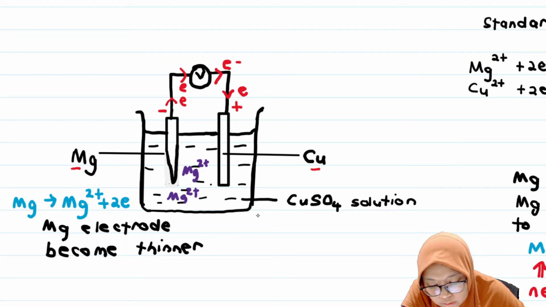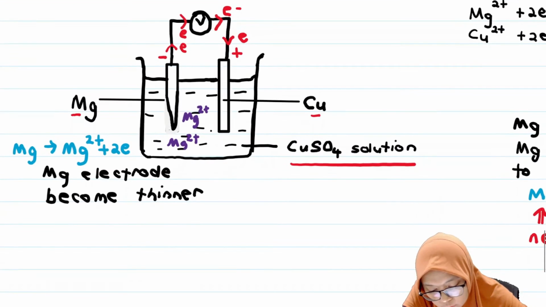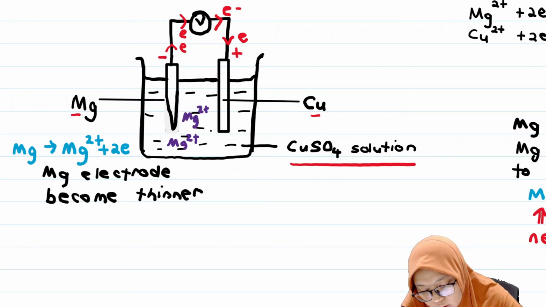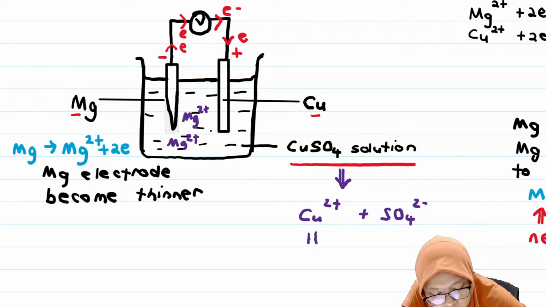So in order for us to do that, we have to look at the electrolyte used in the chemical cell. Inside the solution, you have copper sulfate solution. So let's look at what we have in the copper sulfate solution. Copper sulfate solution contains copper 2 plus ion and also sulfate ion. And then you have water inside the solution, so you have hydrogen ion and also hydroxide ion.